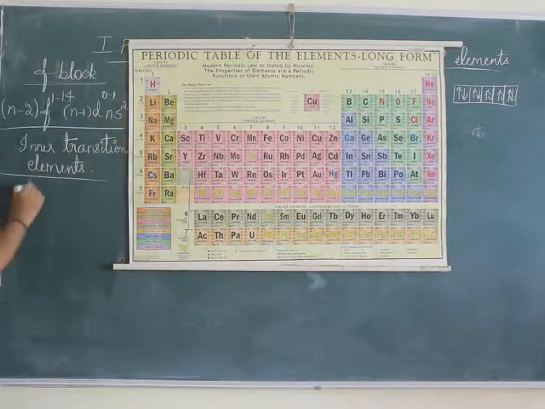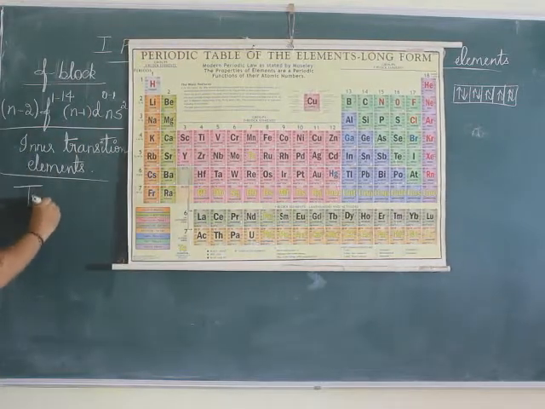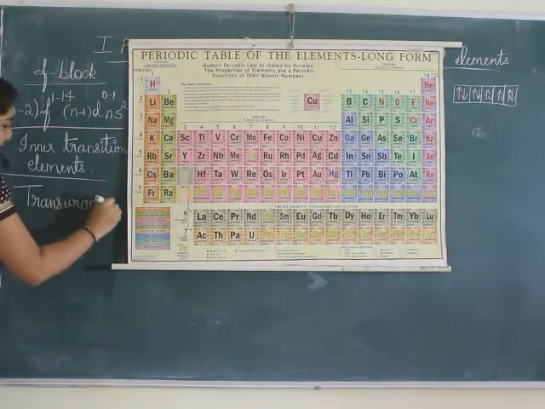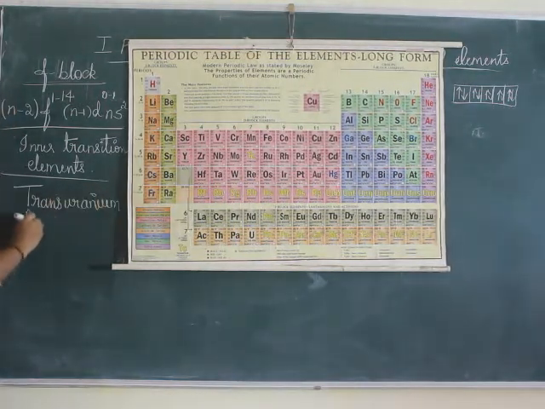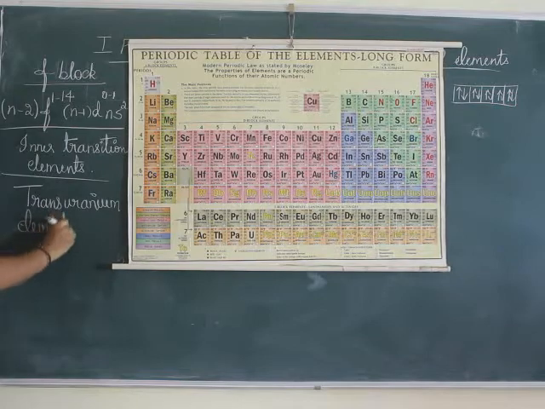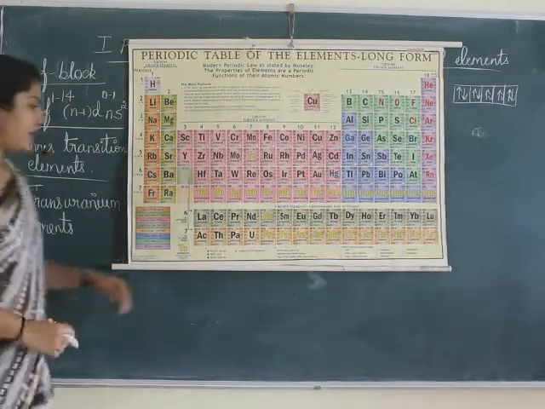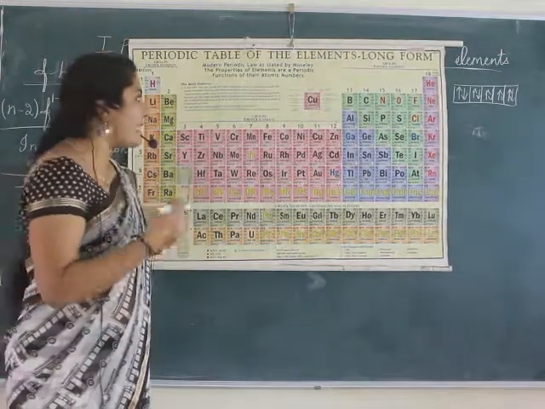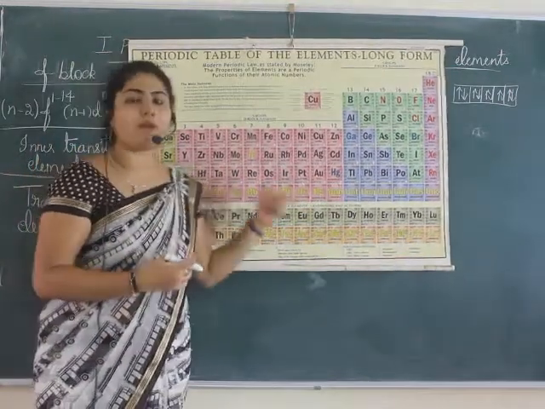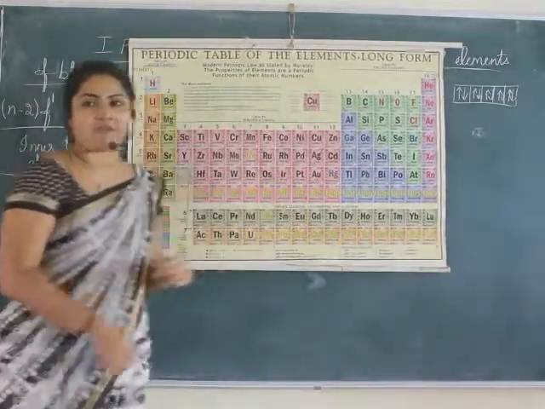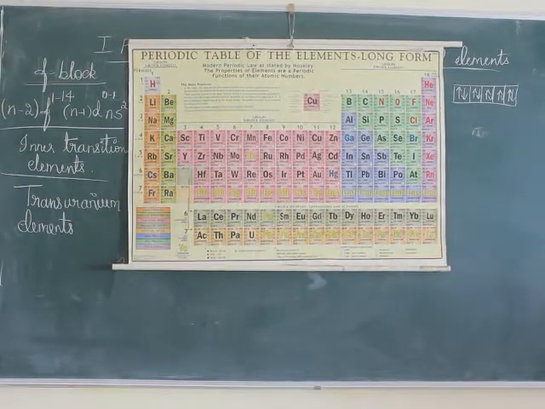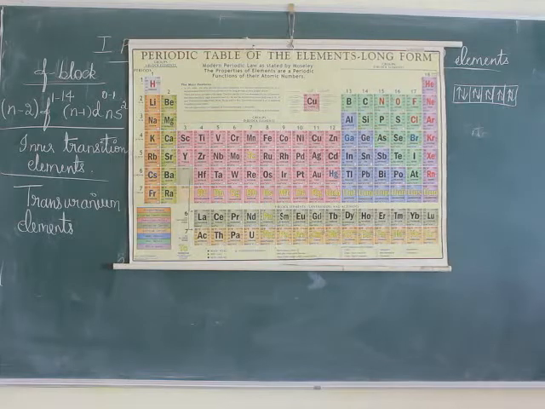What are they called as? Trans-uranium elements. Elements after uranium are called trans-uranium elements. This was the general introduction for S block, P block, D block and F block elements which you need to understand in order to go with the further concepts.